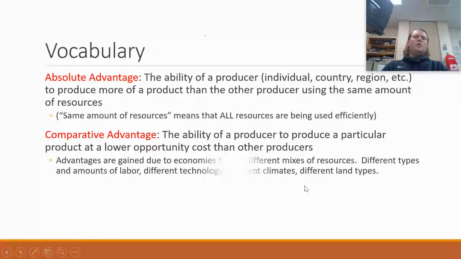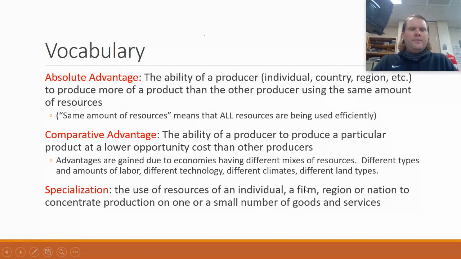First term is absolute advantage. When we're going to compare two countries here, we're going to do that in a second. The absolute advantage has to do with the country, or individual or region, however we want to describe it. And we're going to do it both ways as we go through. It is who can produce more of a product using the same amount of resources. What that means for us is we are using all resources we have at our disposal.